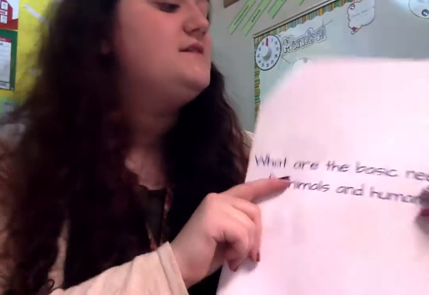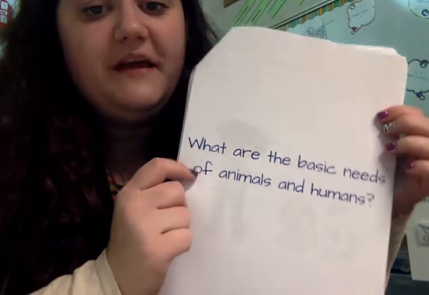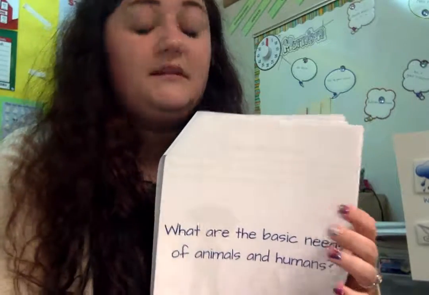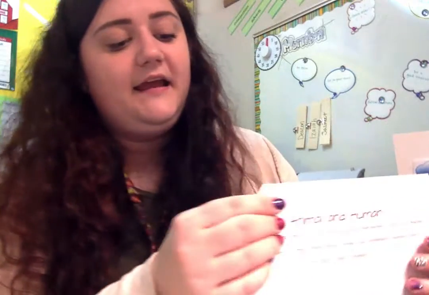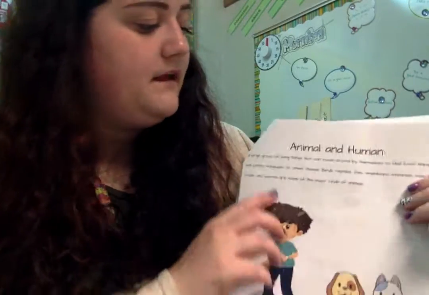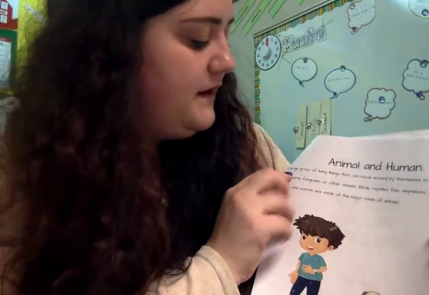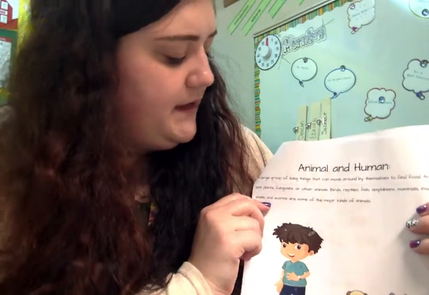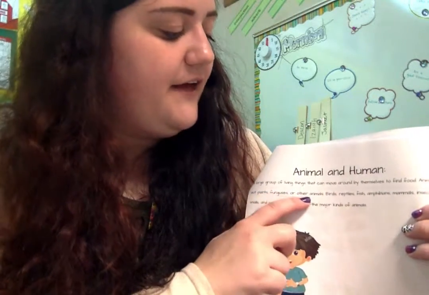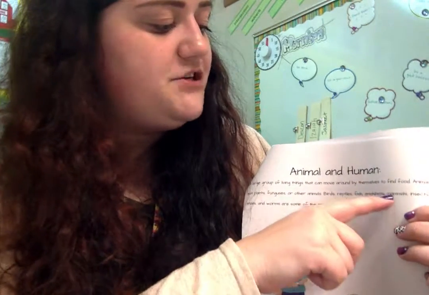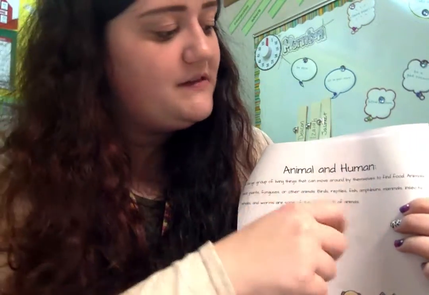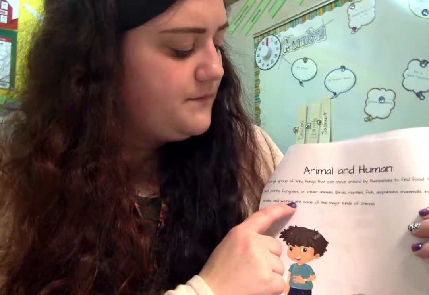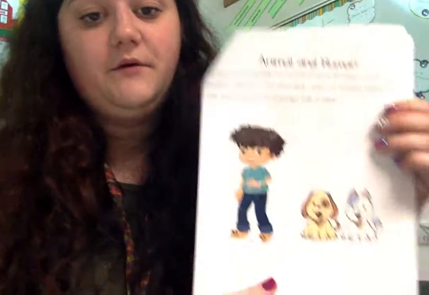So now we're going to move on to the needs of an animal, including humans. So what are the basic needs of animals and humans? Let's look at that. We're going to start with talking about what exactly an animal is. Animal and human. They are a large group of living things that can move around by themselves to find food. Animals eat plants, funguses, and other animals. Birds, reptiles, fish, amphibians, mammals, which include humans, insects, snails, and worms are all some of the major kinds of animals.